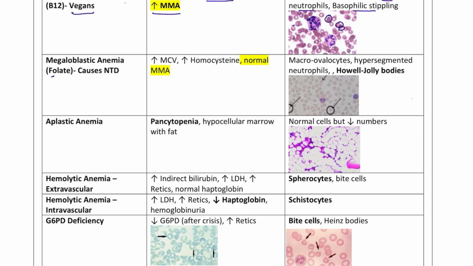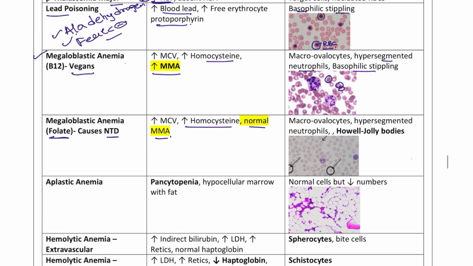If it is associated with folate deficiency, it will cause neural tube defects. So we have to give prophylaxis for this pregnant woman. There will be increased homocysteine, but methylmalonic acid levels will be normal. That is the main difference between these two conditions.